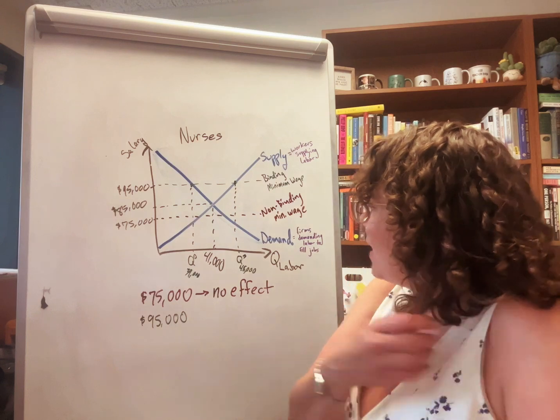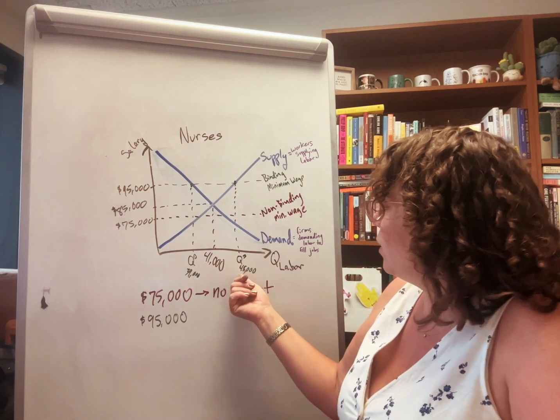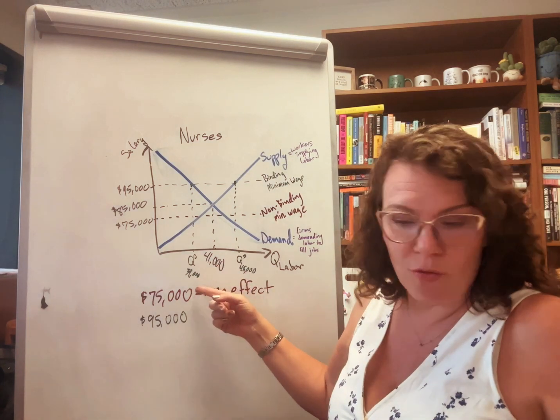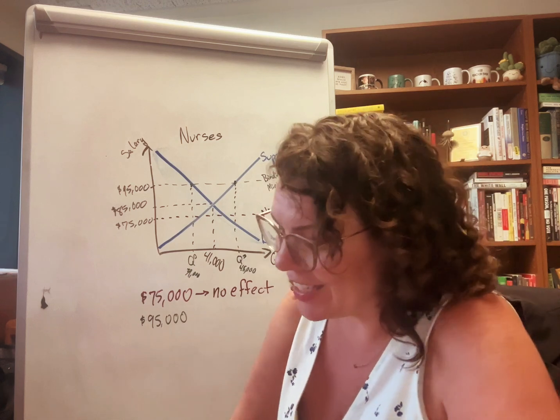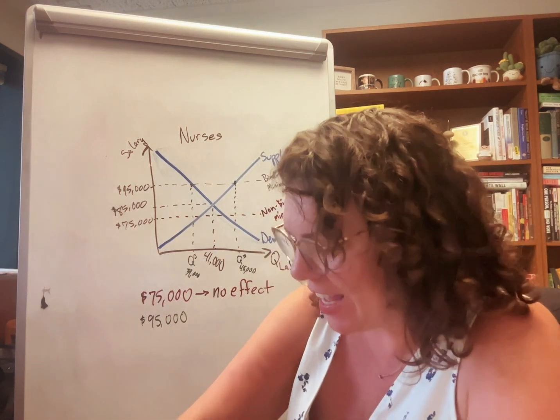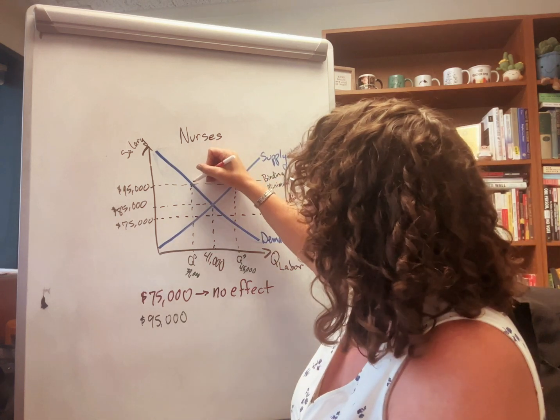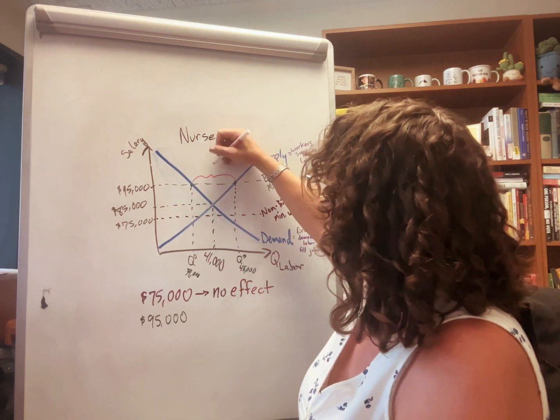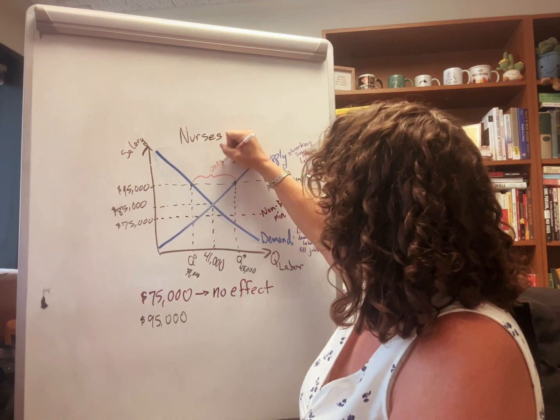And so that means that more workers are going to want to work than there are jobs available for them. And that's going to give us a thing that we are familiar with in economics. That thing is a labor surplus, otherwise known as unemployment.